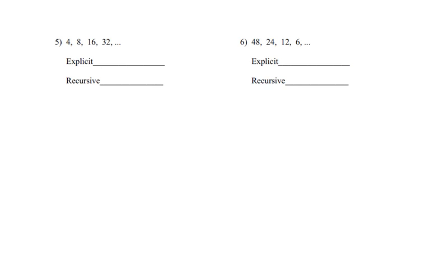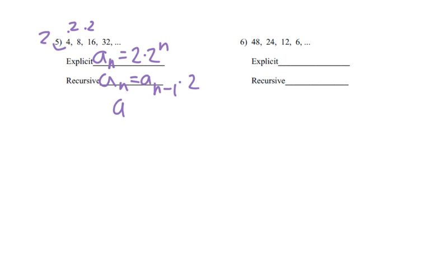So number 4, 4, 8, 16, 32, times them by 2 here. Going backwards, start at 2. So a sub n equals 2 times 2 to the nth. And a sub n equals a sub n minus 1 times 2. And a sub 0 also equals 2. That one was pretty simple, wasn't it?